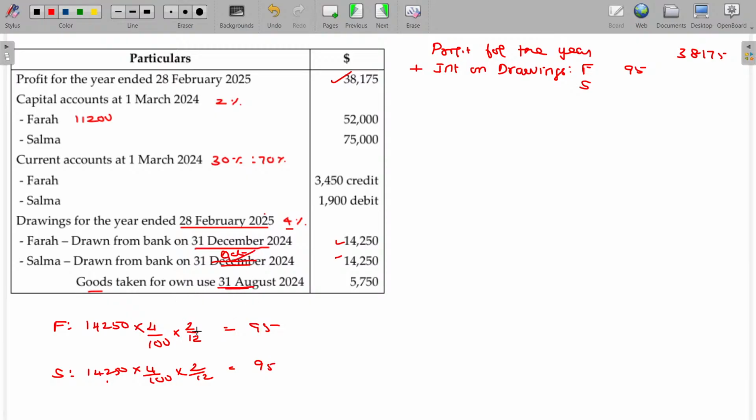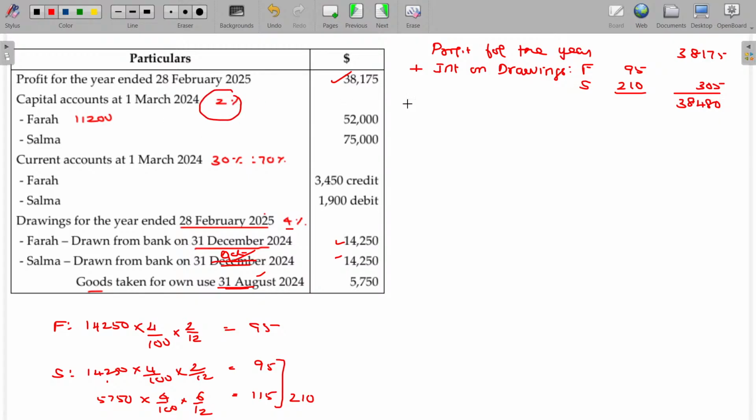And one more drawing happening on 31st August, the value being 5,750. For that 4%, but from August end you have to calculate interest: September, October, November, December, January, February. So 6 months interest is to be calculated. Okay, I think it is 115. Overall value being 210. So interest on drawings 305 will be added to the profit for the year. 38,480 is the total amount going to be shared among the partners.